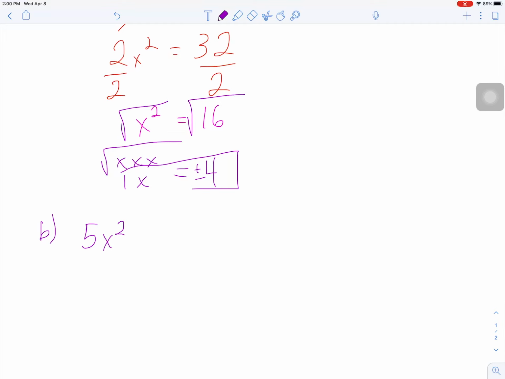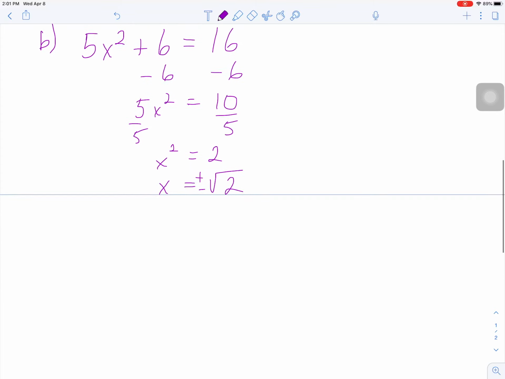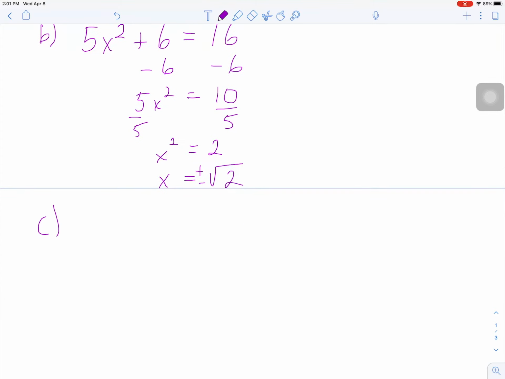So B would look at 5x squared plus 6 equals 16. Again, the first thing that we would do is look at getting rid of the 6. So we'll take that off of both sides. That'll give us 5x squared equals 10. Now we can divide by 5. And that would get us x squared equals 2. Now when we square root, we get x, and then we get the square root of 2. But it's not just the square root of 2, it's plus or minus the square root of 2. Moving on to C.